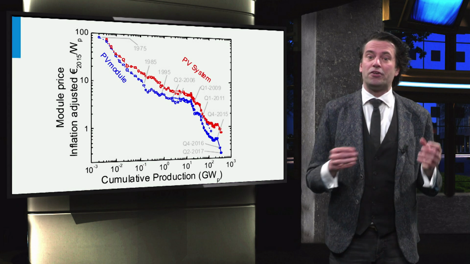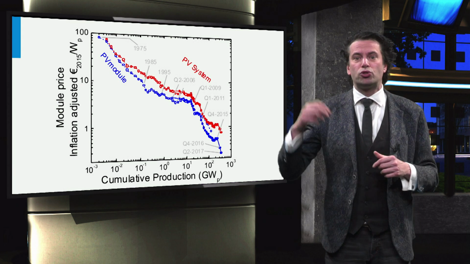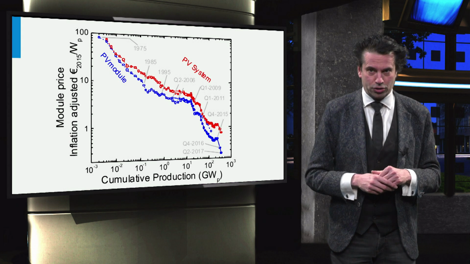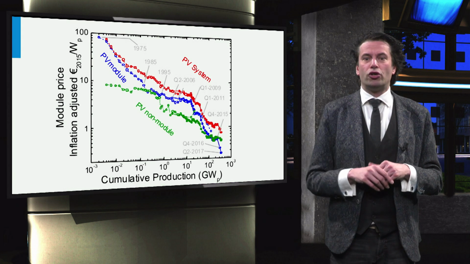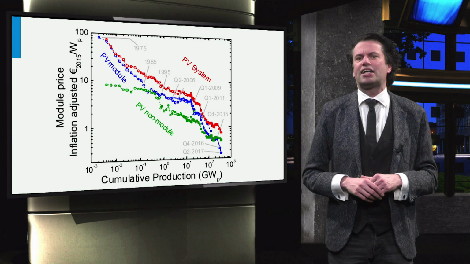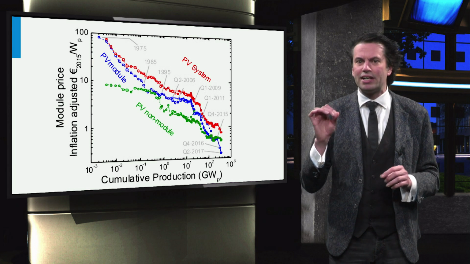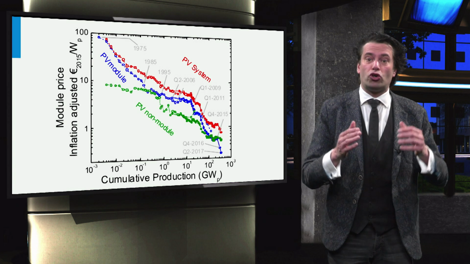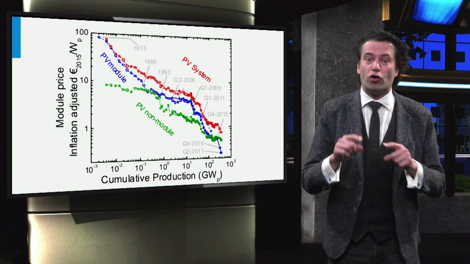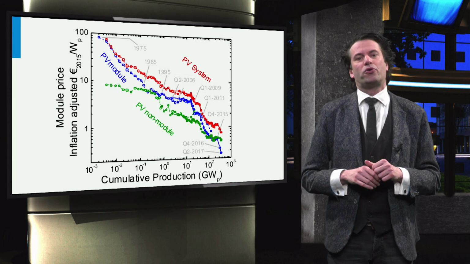The difference between the red and the green line corresponds to the non-modular cost and is indicated by the dark blue markers. This shows the learning curve of the non-modular components, which is dropping not as fast as the module price. This means that nowadays the reduction in the cost price of a PV system will be mainly limited by the cost price of the non-modular components.